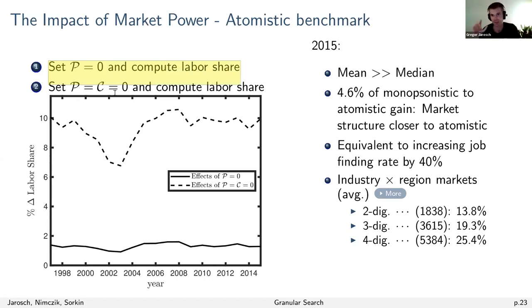And then in the second step, we also eliminate the entire size concentration. What you see is the first piece is just moving the labor share up by about 1%. But if you eliminate both, then you get really sizable gains for workers. So the labor share moves up by 10%. So think from 63 to 66 or 70%.